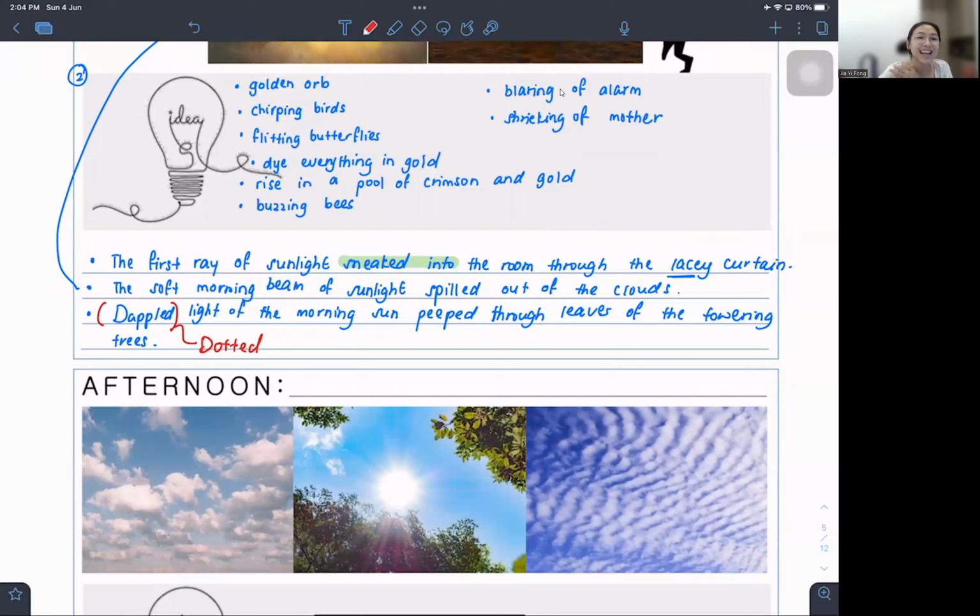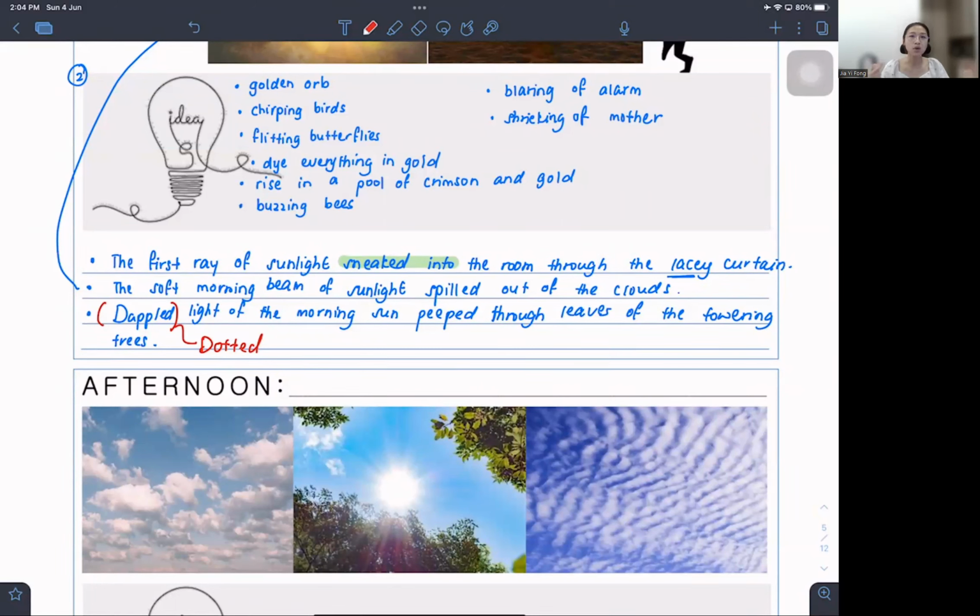Yes, thank you. Thank you, Kian, for all the picture illustration. So those of you who do not understand what is the meaning of dappled light, please look at my chat box. Very kind of Kian. Kian has already shown us the picture. That is what we call dappled light.